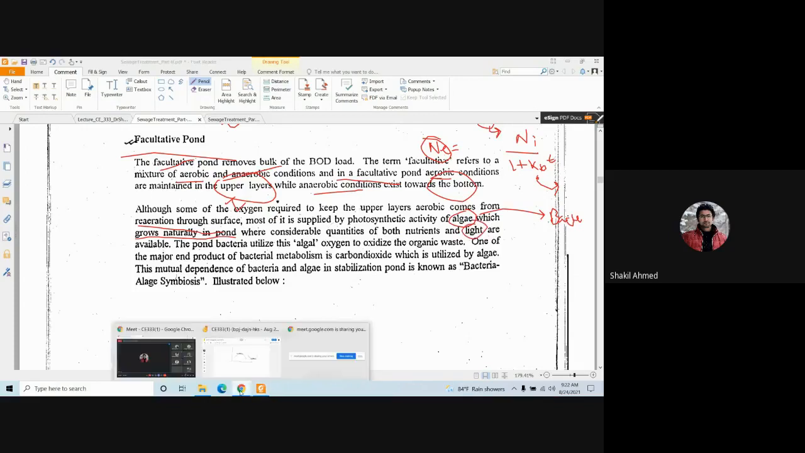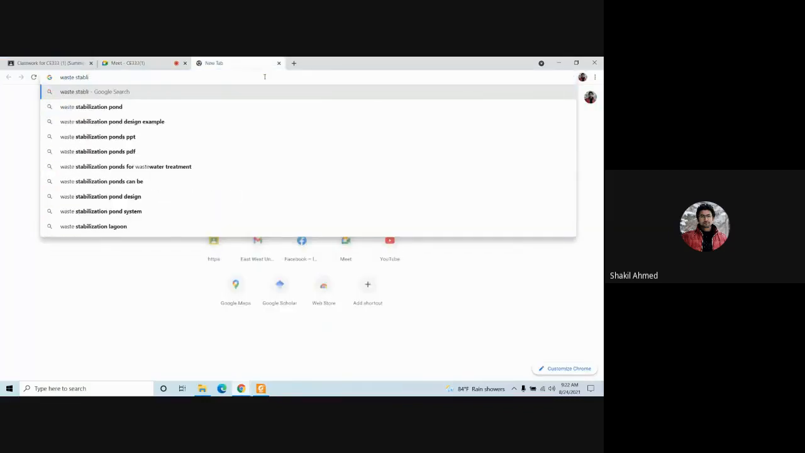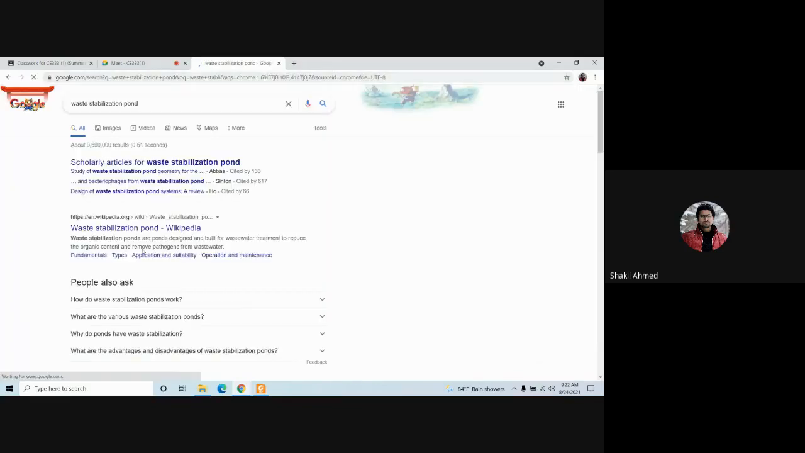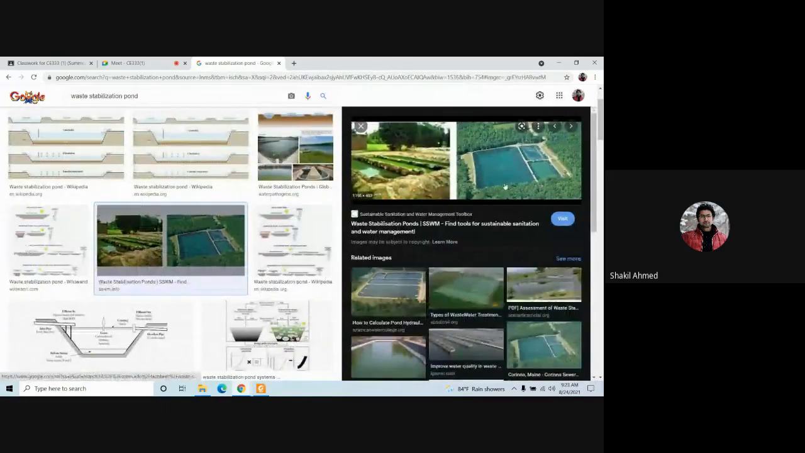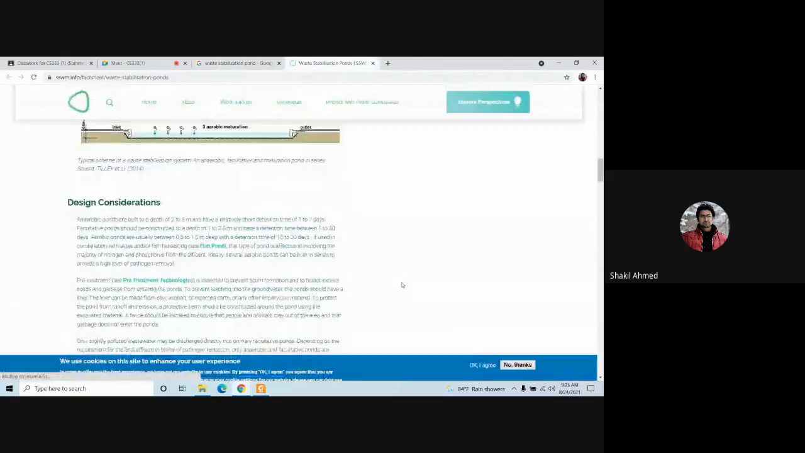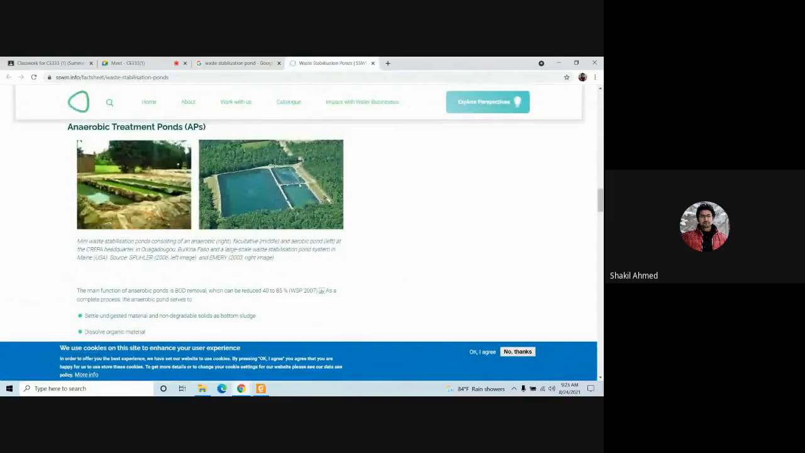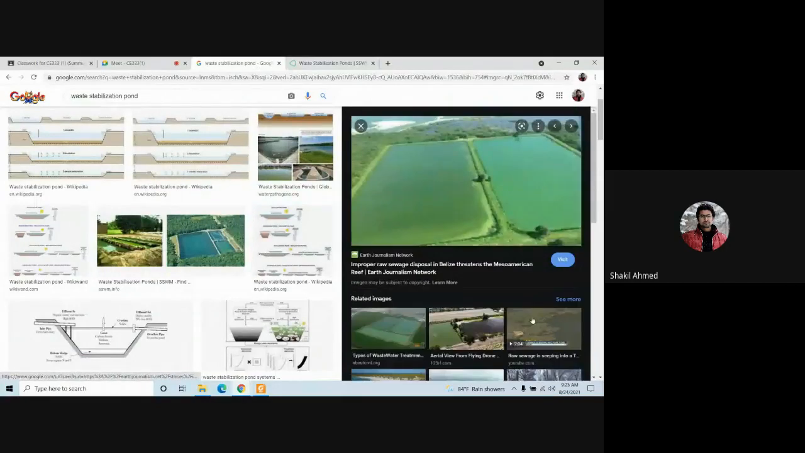Now, in a facultative pond, if you look at this, a waste stabilization pond. So these are like this. So this is an open area. Can you see this, guys? Yes, sir. So this is a waste stabilization pond. And you can see these are large volumes. As I told you, this needs larger space.